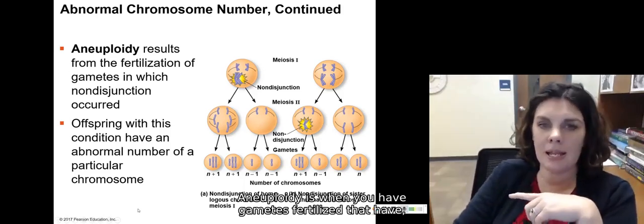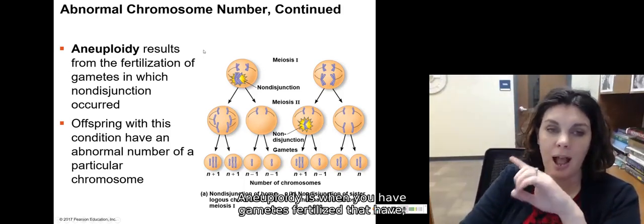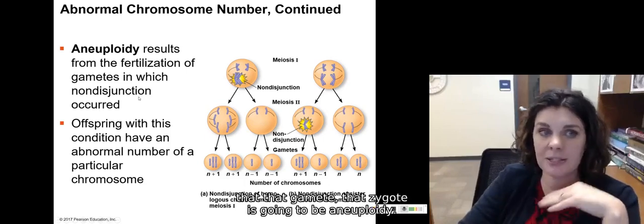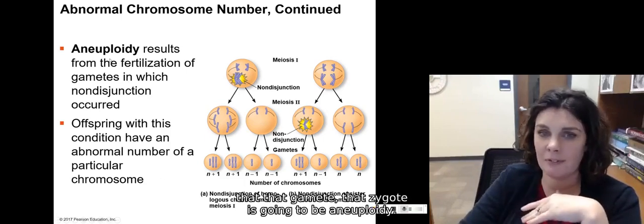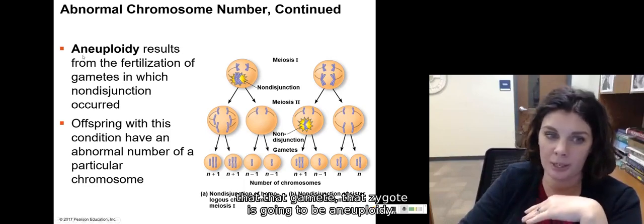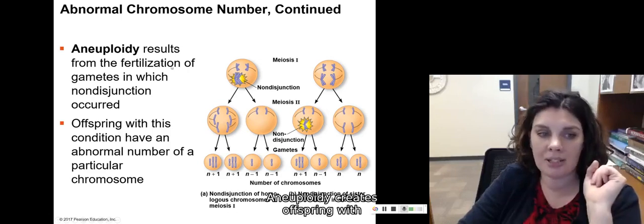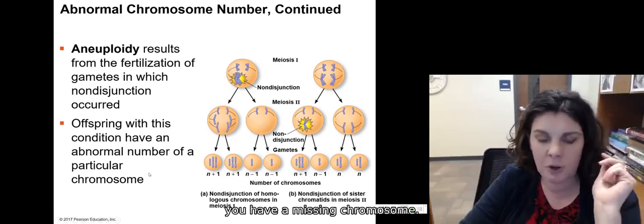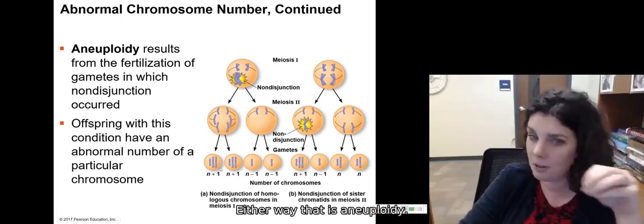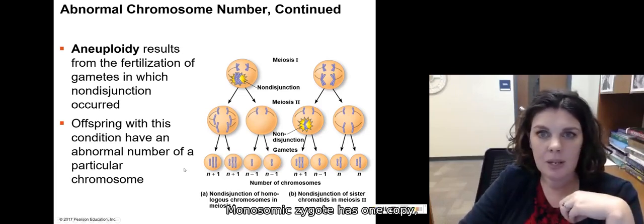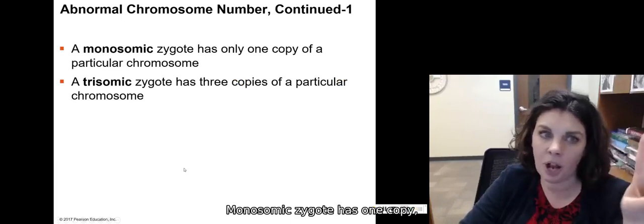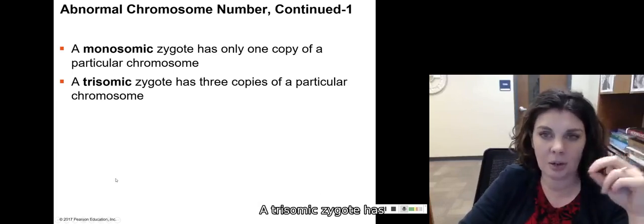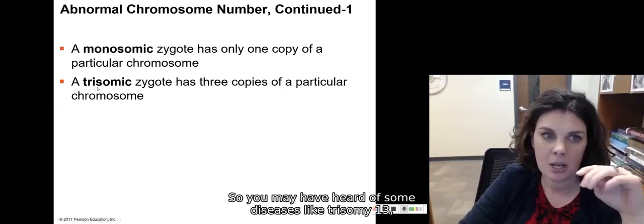Okay. Aneuploidy is when, after you have nondisjunction, that gamete goes on to be fertilized, and that zygote is going to be aneuploid. So aneuploidy creates offspring with an abnormal number of a chromosome. If you have an extra chromosome or a missing chromosome, either way, that is aneuploidy. A monosomic zygote has one copy of a chromosome when it should have two, and a trisomic zygote has 3 copies of a chromosome when it should have 2.